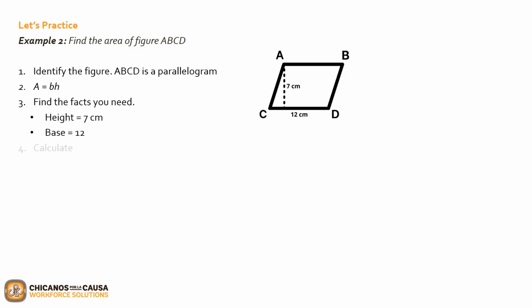So now let's calculate. Remember, the area is base times its height. We're going to replace the variables with the values, which gives us 12 times 7. In total, the area of the parallelogram is 84 square centimeters, or 84 centimeters squared. Either way is correct.